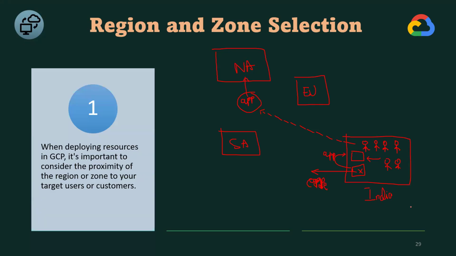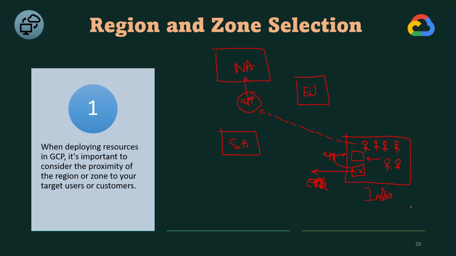Whenever we deploy resources in GCP, it is important to consider the proximity of the region or zone to your target users or customers. Select a region or zone which is near to your target users and deploy it there only. If you don't, you create a lot of network lag and latency, so your application is not highly available to them. No one will use your application if they face a lot of issues, and you may lose your business also.